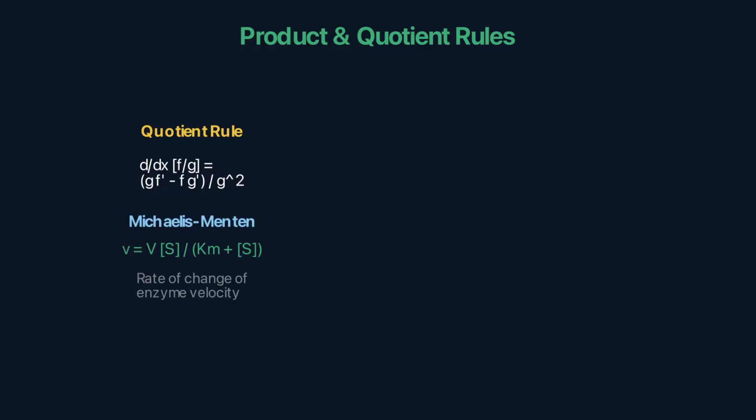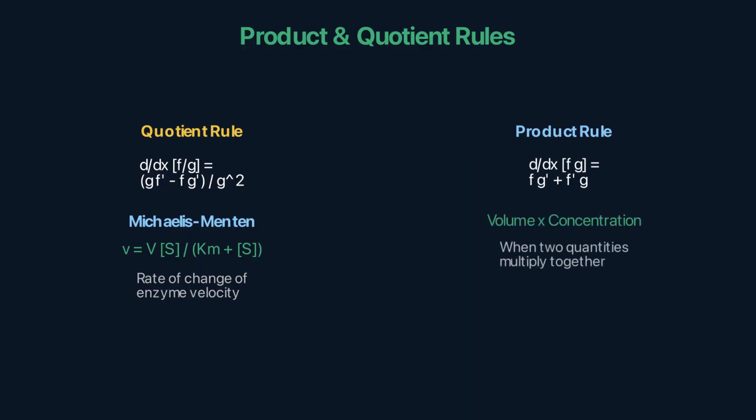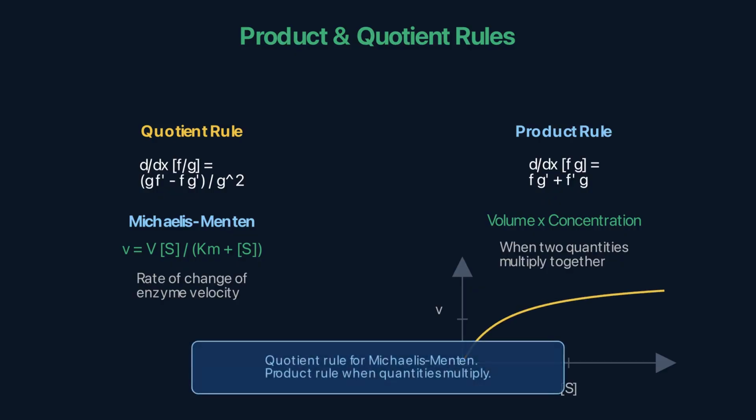The Michaelis-Menten equation, V times S divided by Km plus S, requires the quotient rule to differentiate. The quotient rule: the derivative of f over g equals g times f prime minus f times g prime, divided by g squared. You need this to find the rate of change of enzyme velocity as substrate changes. The product rule: the derivative of f times g equals f times g prime plus f prime times g. It appears whenever 2 quantities multiply, like volume times concentration.